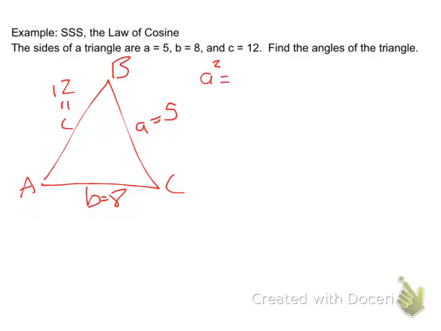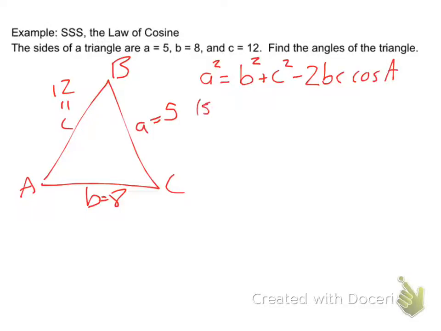A squared equals what? B squared plus C squared minus 2BC cosine big A. I'll rearrange at the end. You're right, we could just solve for cosine A right away. That works out fine. I'm going to put all the numbers in and then solve it individually as we go along.